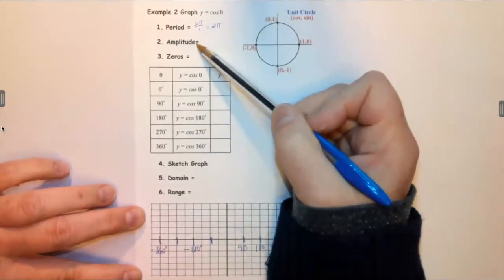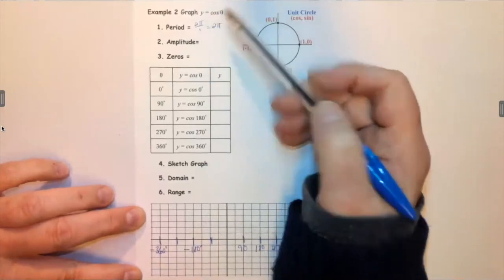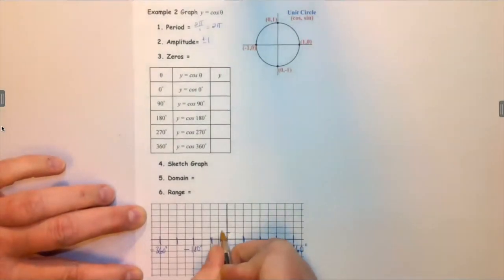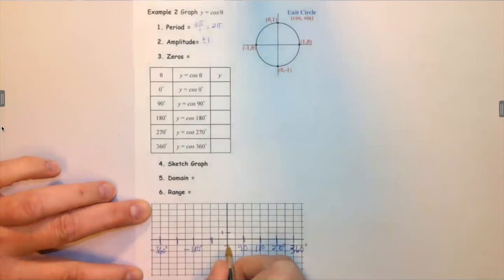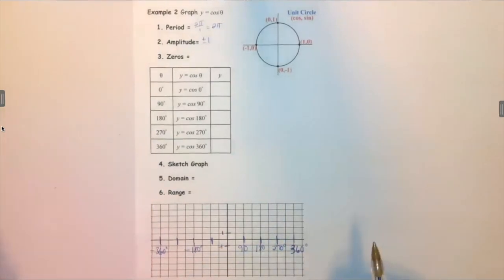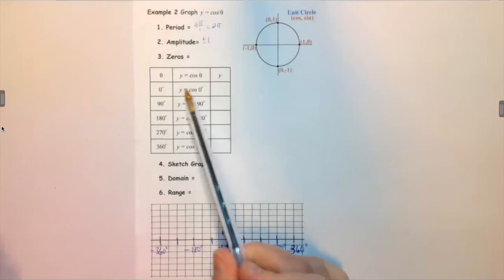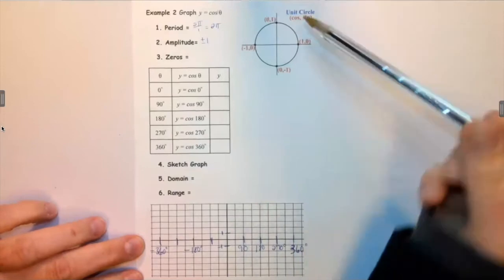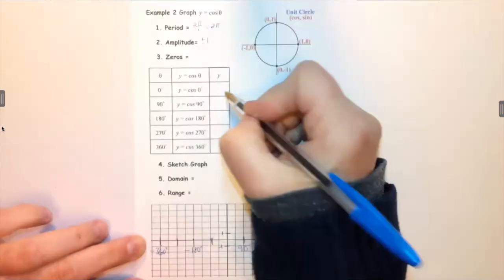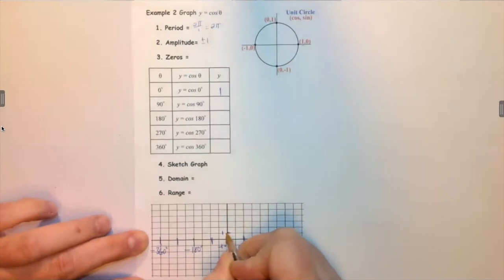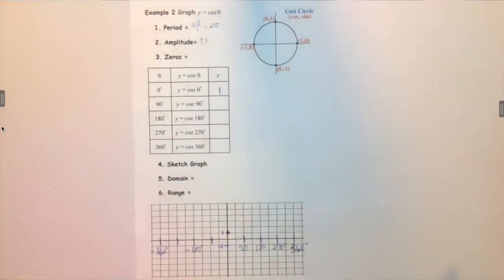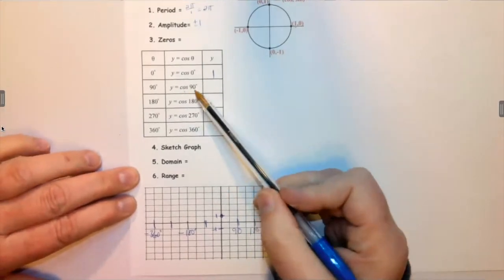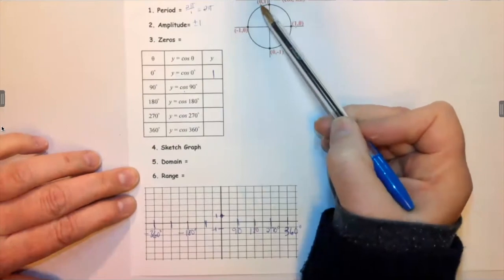Our amplitude A is found in front of cosine, and that would be 1. Our amplitude is going to be plus and minus 1. And we start the same way. We make a chart and we start with 0, 90, 180, 270, and 360. What is cosine at 0 degrees? Cosine is 1. The cosine function starts up on the axis because at 0 degrees, cosine is 1. Cosine at 90 degrees is 0.